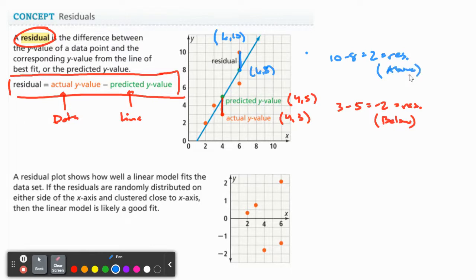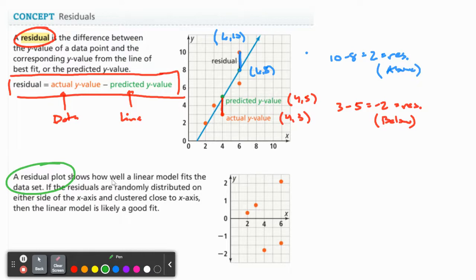So we want the residual to be as small as possible, because if all the dots have really, really small residuals, that means all the dots are very close to your line of best fit, and your line of best fit is probably a good one. So what do we do with these residual values? Well, we sometimes put them on what's called a residual plot. A residual plot down here shows how well a linear model fits the data set.